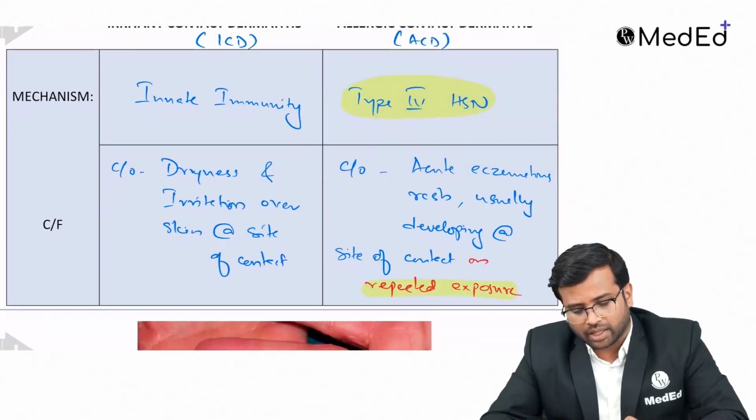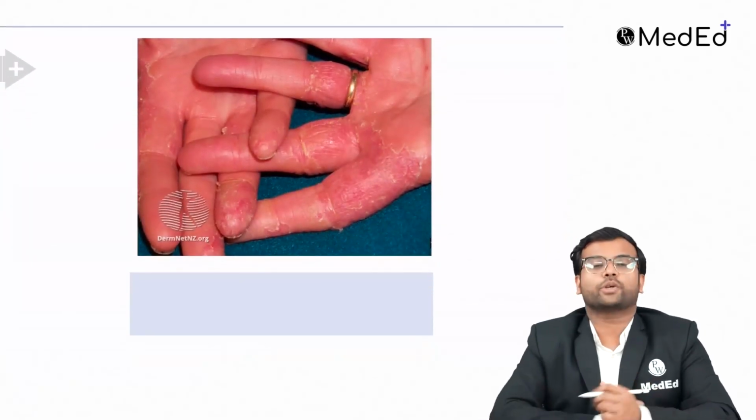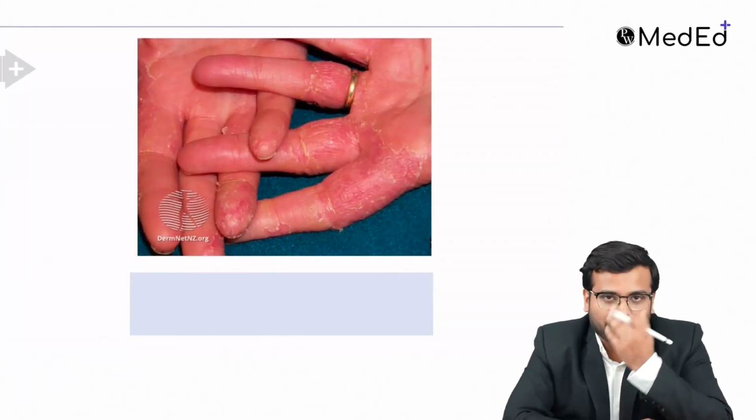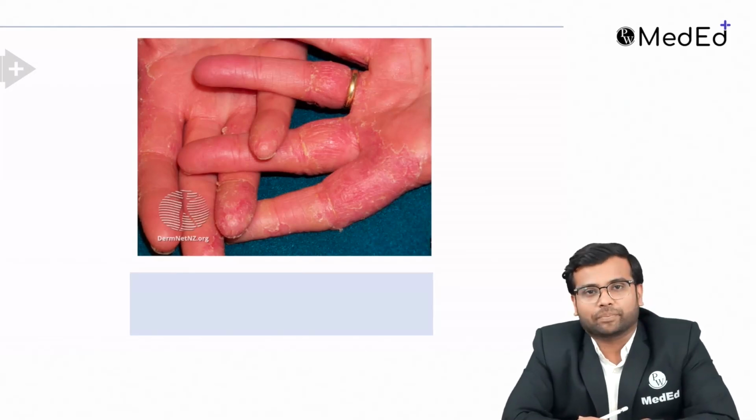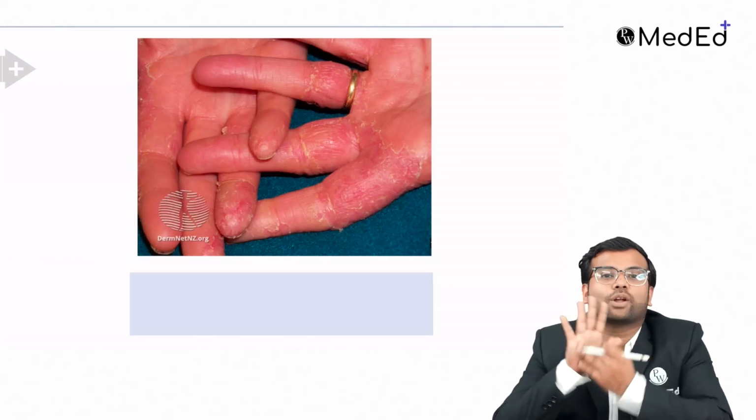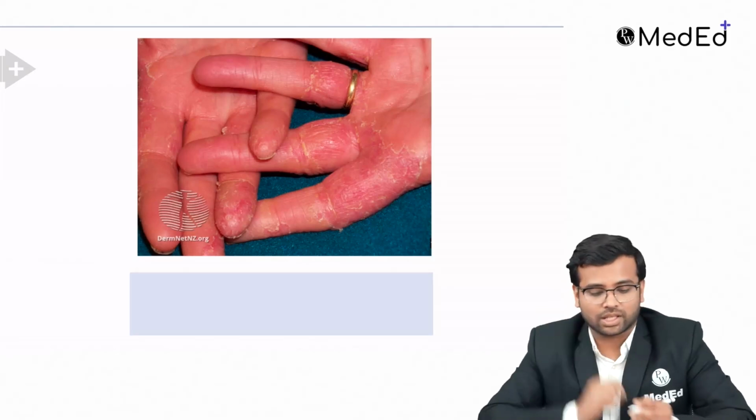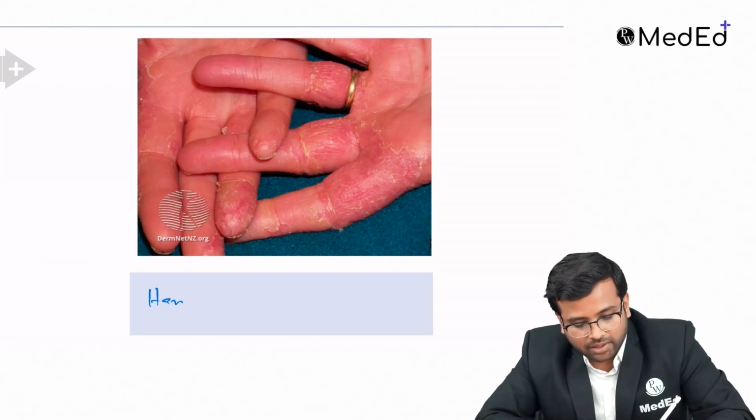Now let us see some examples. What do you see in this image right now on the screen? Is it ICD or ACD? From this image itself, you can see that there is dry skin over the palms, isn't it? So this is going to be hand dermatitis.